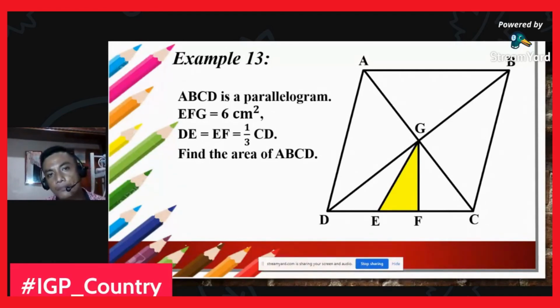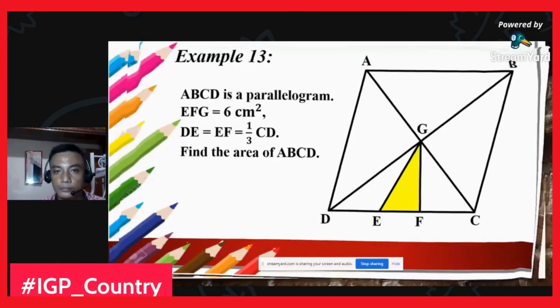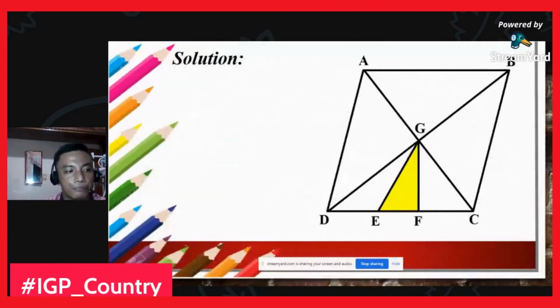Triangle EFG has an area of 6 square centimeters. Now, what do you think are the similarities of triangle DEG, triangle EFG, and triangle FCG? What do you think? They are just the same.